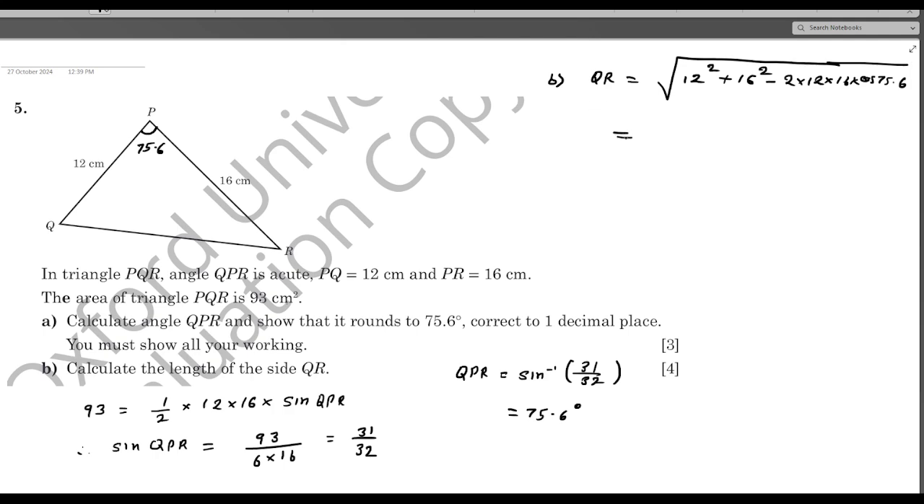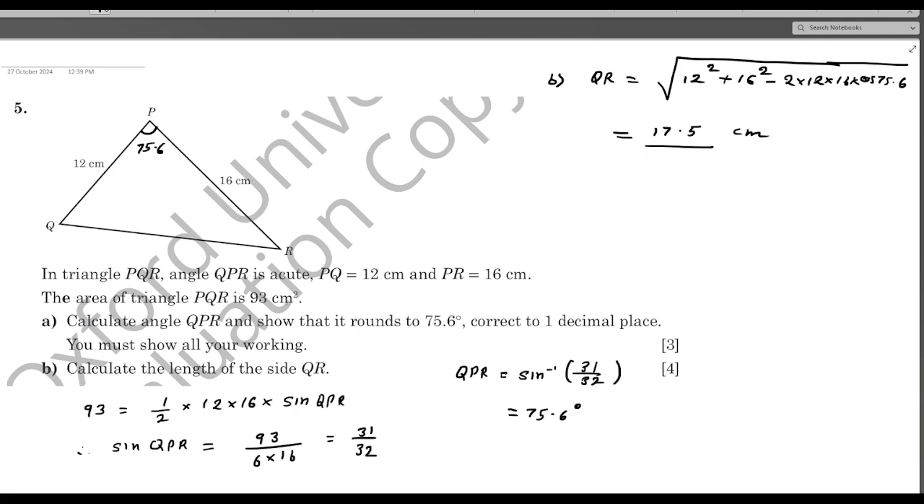So this is equal to 12 square plus 16 square minus 2 times 12 times 16 times cos of angle 75.6. Whatever result we get, we will take the square root of that. So square root of your answer, and it is 17.45. I will say 17.5. So your QR is 17.5 centimeter. All lengths are in centimeter, so this will also be in centimeter.